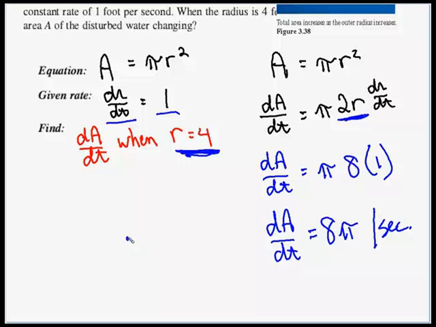So again, the pebble hits the pond when the radius is now 4, and here's our outer ripple. The radius is changing at 1 foot per second. How fast is all of this area changing? Well, 8 pi square units per second.